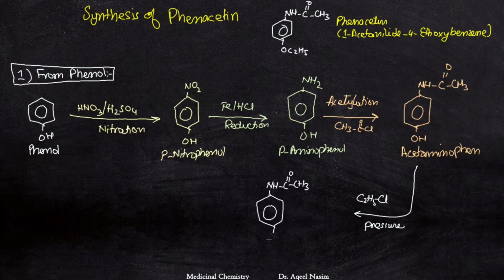This is NH double bond OCH3, and along with this OC2H5. Okay, now this H and this Cl leave behind hydrochloric acid. So this is all about the synthesis of phenacetin.